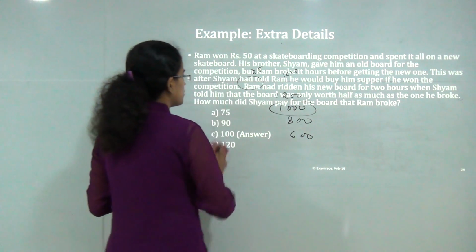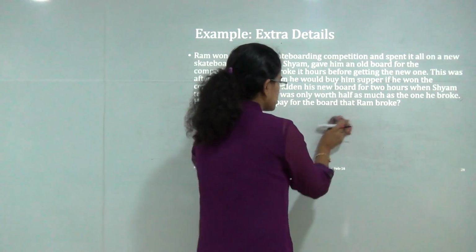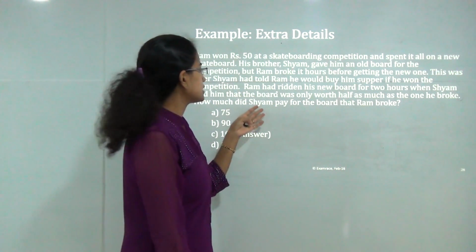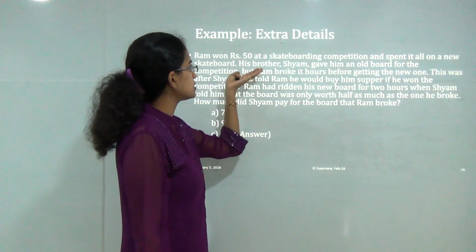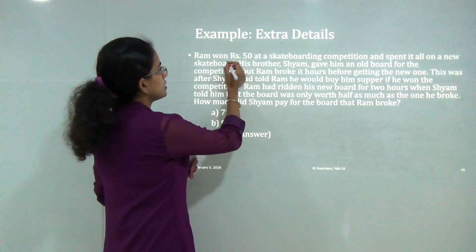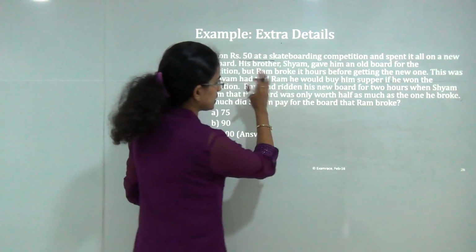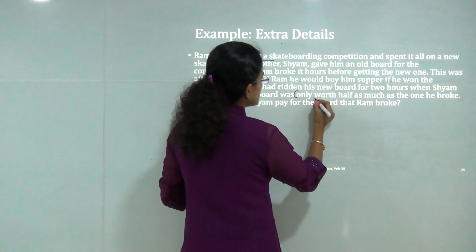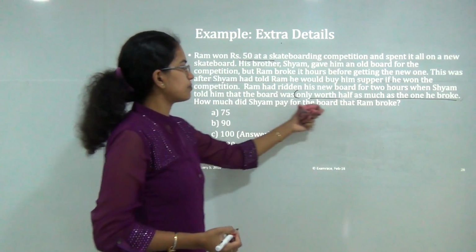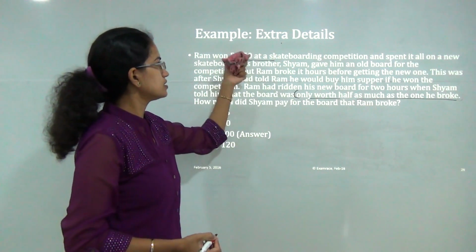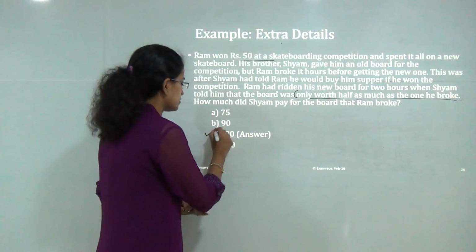Next question is removing extra details. This is very important. Sometimes what the student does, oh, such a long question, I should skip this question and move to the next question. But in reality, this question is very easy because Ram won ₹50 in a competition, and the next important sentence, you can read this wholly. It was worth half as much as the one he broke. So how much did he pay for the boat that he broke? Is twice the cost, that is twice of 50, which is 100. So answer would be 100.